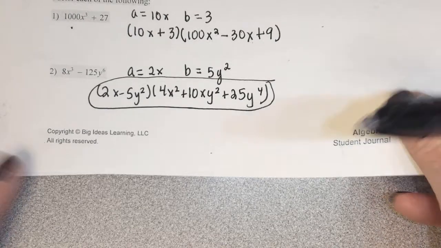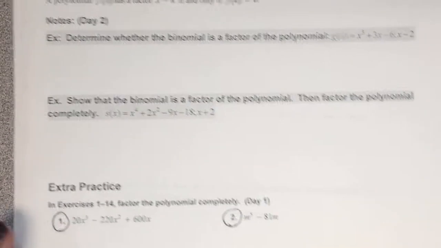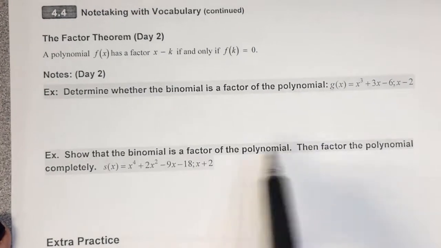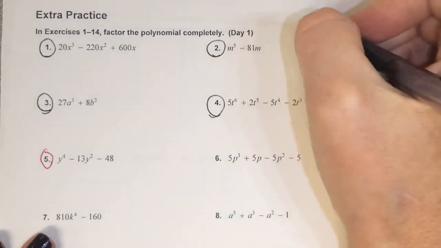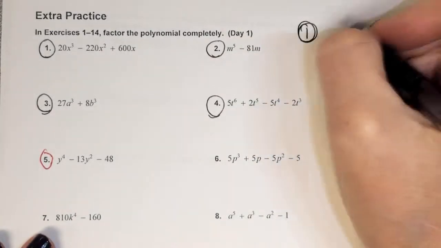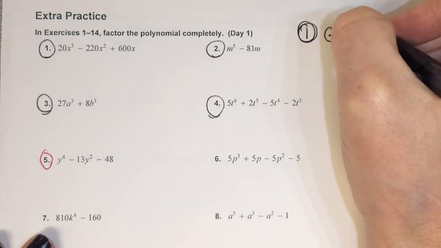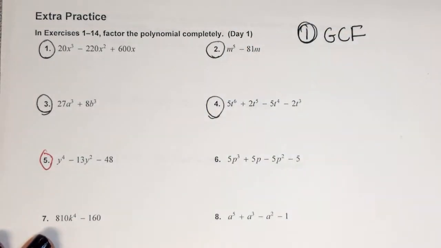Okay, let's go over to the next page. Since it's a block day, we have 2 days worth of notes, but we're going to come back to this here in just a minute. So let's go down here with some more factoring. The number one thing you have to look for is a greatest common factor. You must look for that first. It makes factoring so much easier.